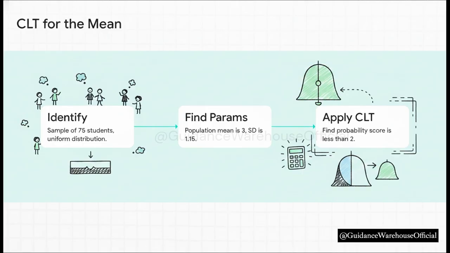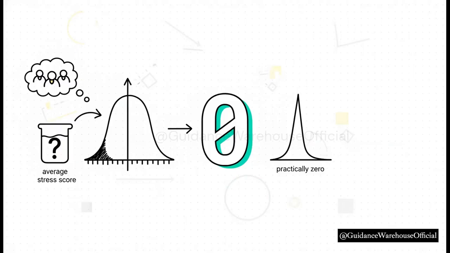Okay, now for step 3. We want to find the probability that the mean stress score for these 75 students is less than 2. Because we're asking for a mean from a sample, we set up our normal distribution using the CLT. Our mean stays at 3, but our new standard deviation is 1.15 divided by the square root of 75. And when we run those numbers through a normal distribution calculator to find the probability of the average score being less than 2, the answer is practically 0. I mean, it is almost mathematically impossible for a sample of 75 students to have an average stress score that low when the true average is 3.